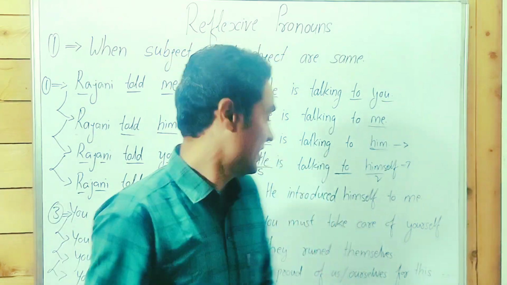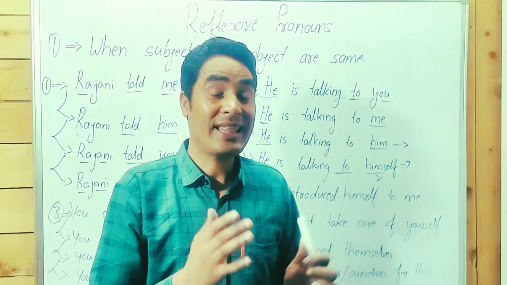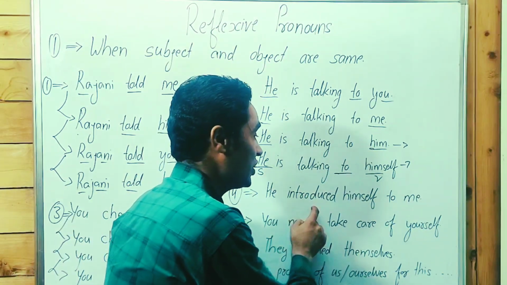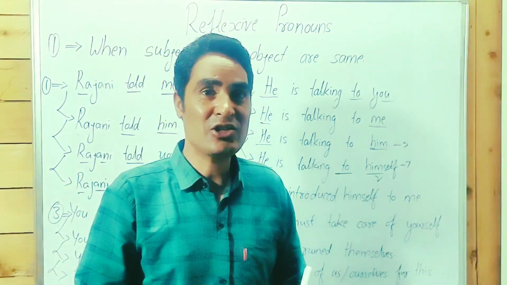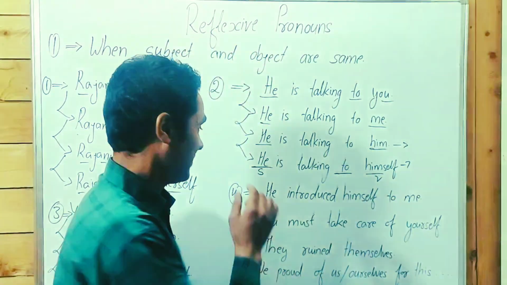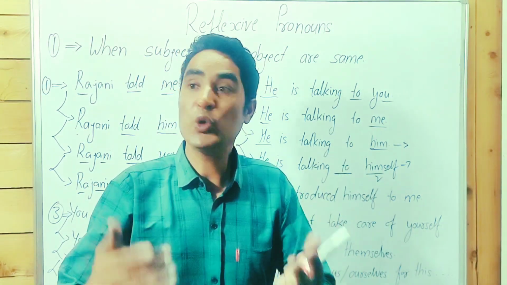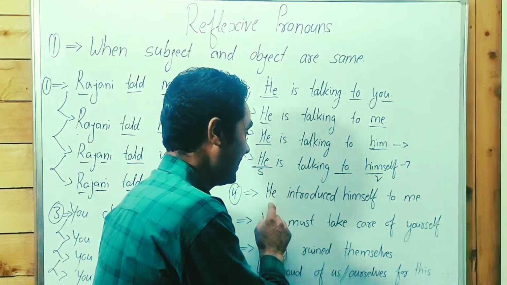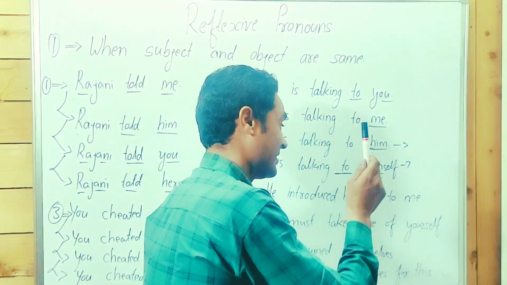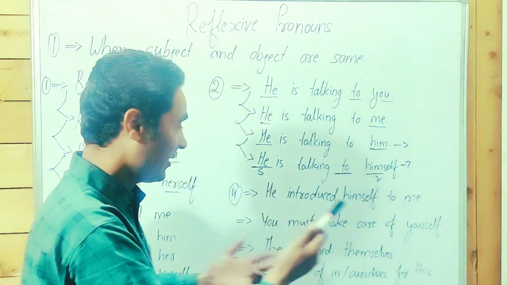Most students say "he introduced to me". No, that will be an incorrect sentence. What we have to say is "he introduced himself to me". I introduced myself to the interviewer. I introduced myself to you. Whatever you want to say: he introduced himself to me, he introduced herself, I'm sorry, himself to you.